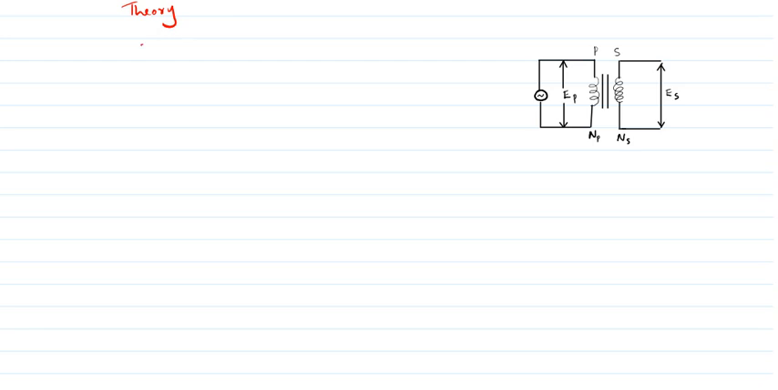The first one is the transformer on no load. In this picture you can see the primary and secondary connected, but no load is applied. Let NP and NS be the number of turns in the primary and secondary respectively.